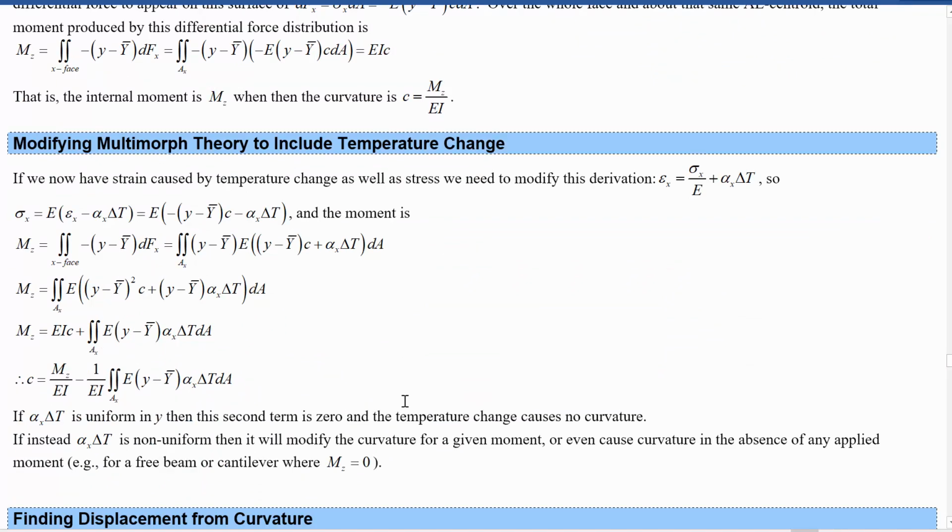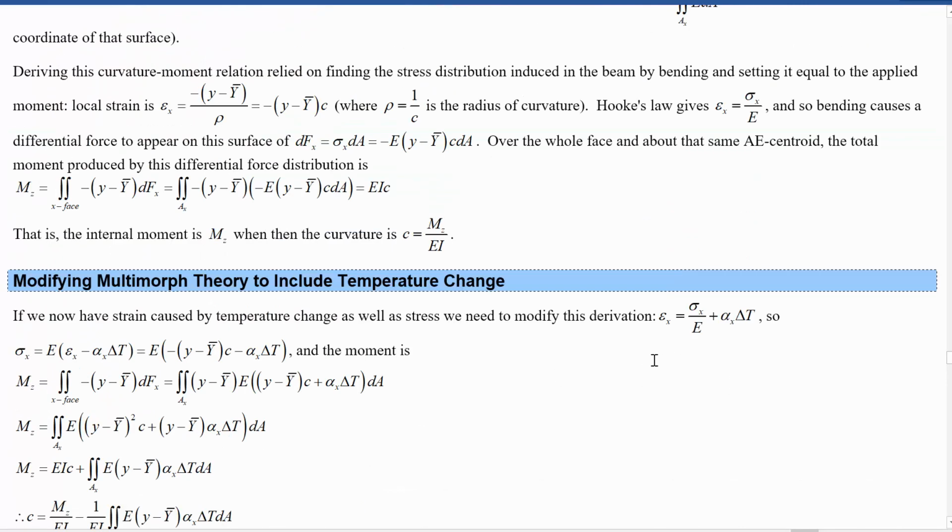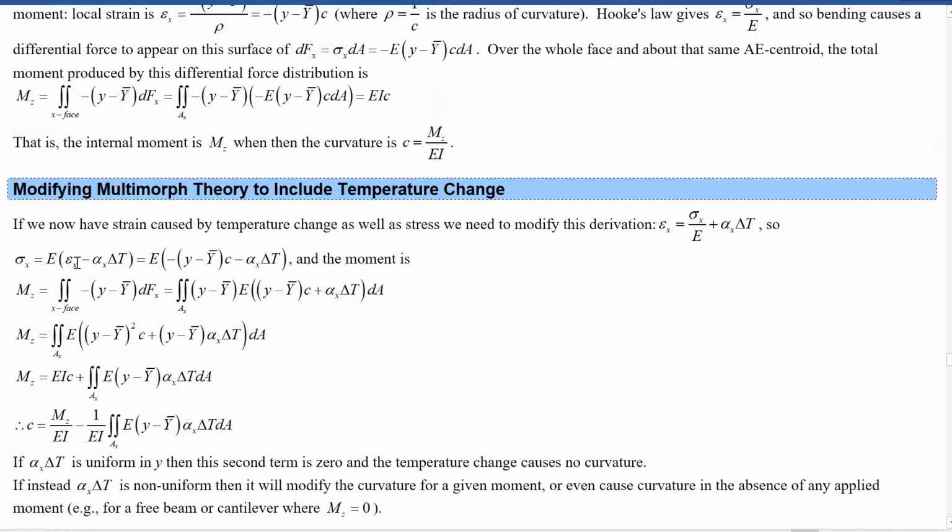Now, suppose that there's a temperature change as well. How this is going to be different is that the strain is not just sigma over E, but is sigma over E plus alpha delta T. Alpha in the X direction, in the longitudinal direction. So that means we could solve for sigma and end up having this E epsilon minus alpha delta T.